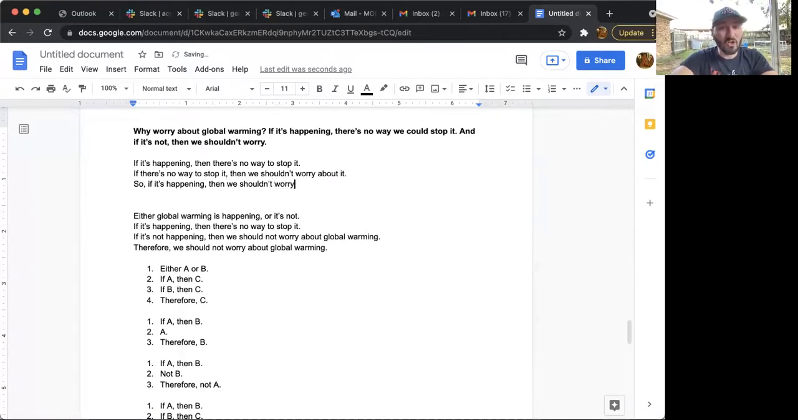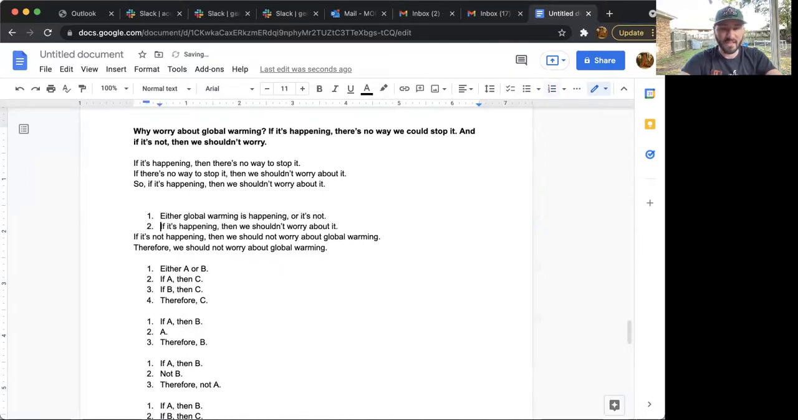This is a whole other little argument that's implicit inside this argument. That is, if it's happening, there's no way to stop it. If there's no way to stop it, then we shouldn't worry about it. So if it's happening, then we shouldn't worry about it. And that could allow them to say here, if it's happening, then we shouldn't worry about it. And that would mean that all of this right here is functionally an argument for the second premise.